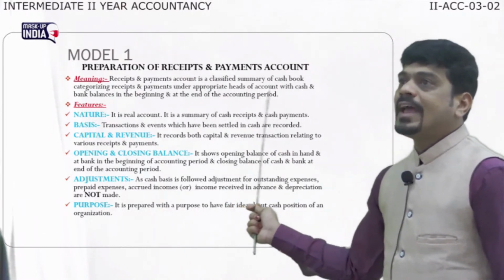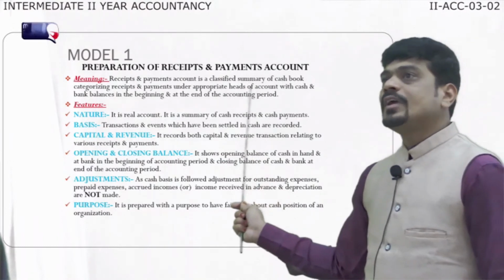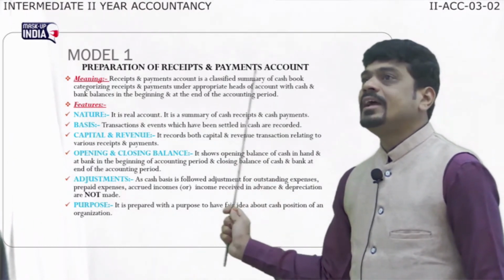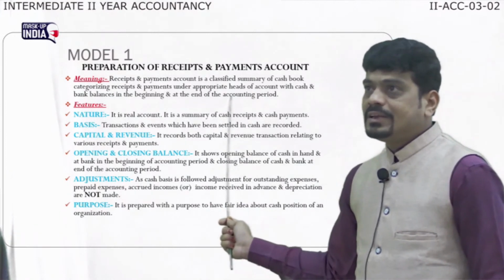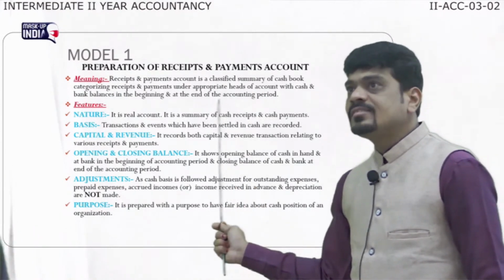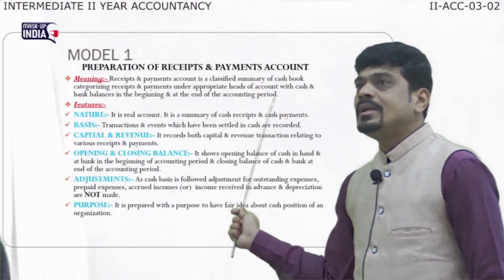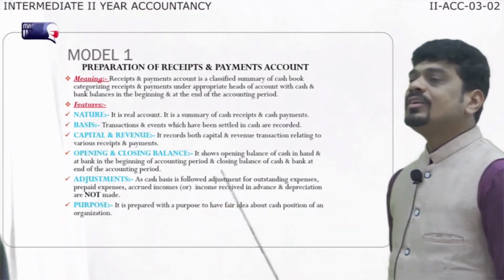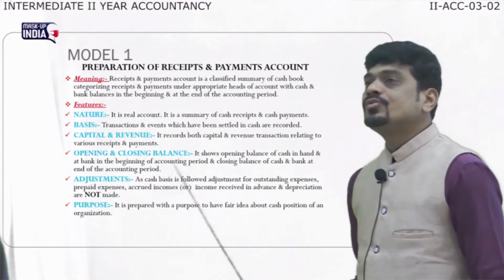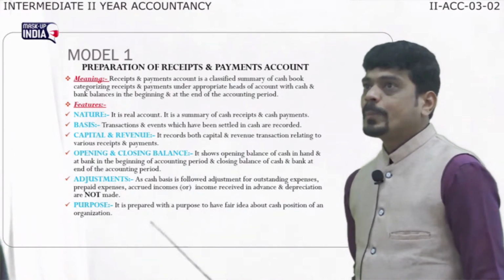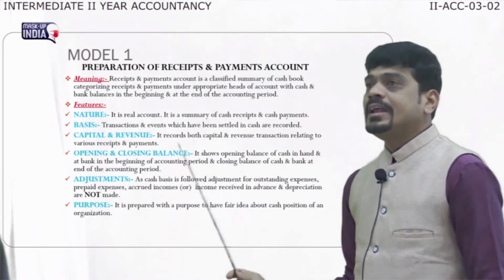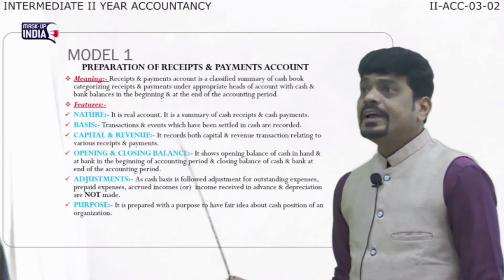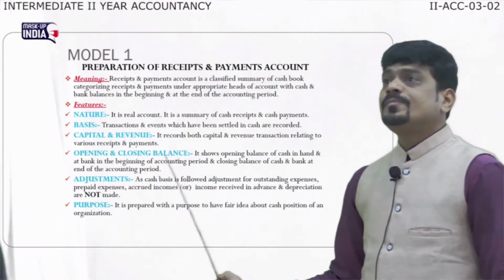The purpose of cash book is what? The purpose of cash book is to know how much is the balance of cash at the end of the accounting period. Even a non-trading concern prepares receipts and payments account with the intention to know how much cash they have, that is, what is their cash position. So the first model which we can expect generally this year, specifically I am talking about this year, we can expect it for 5 marks.